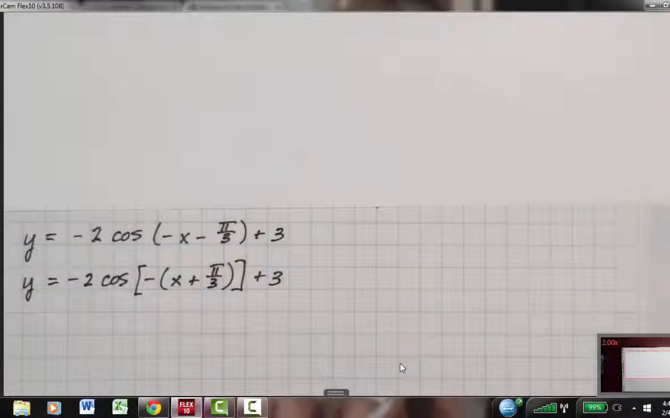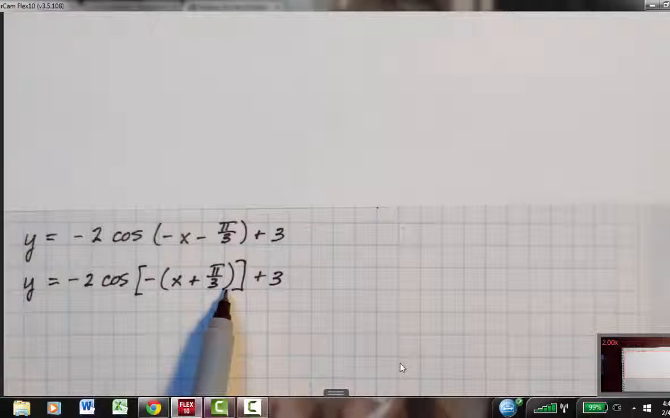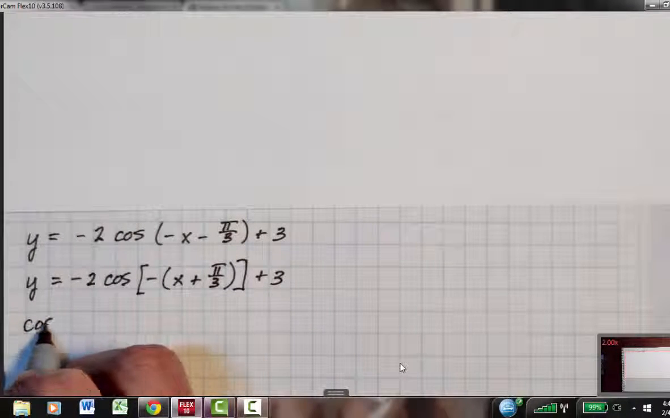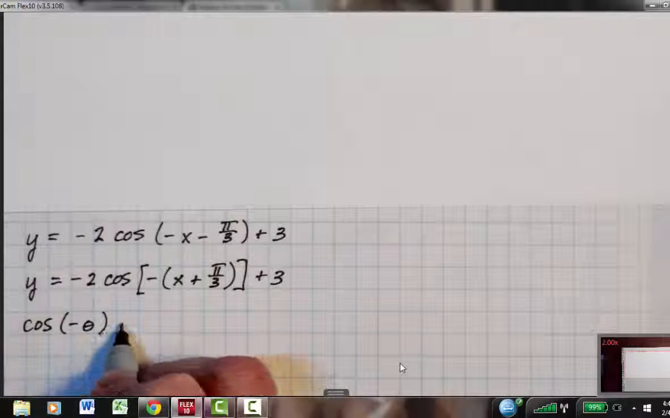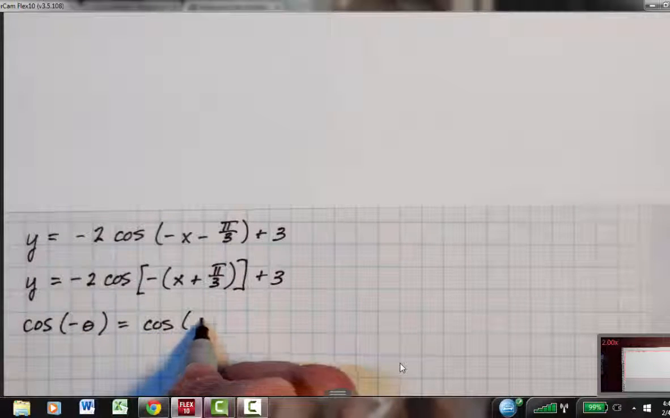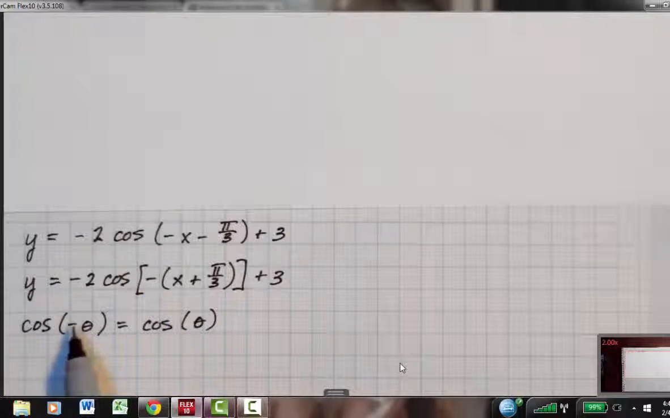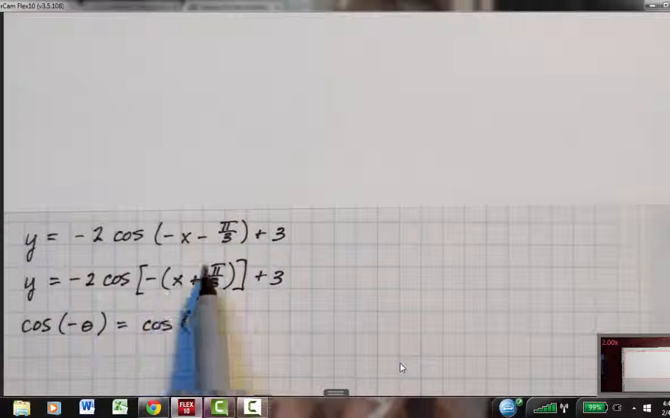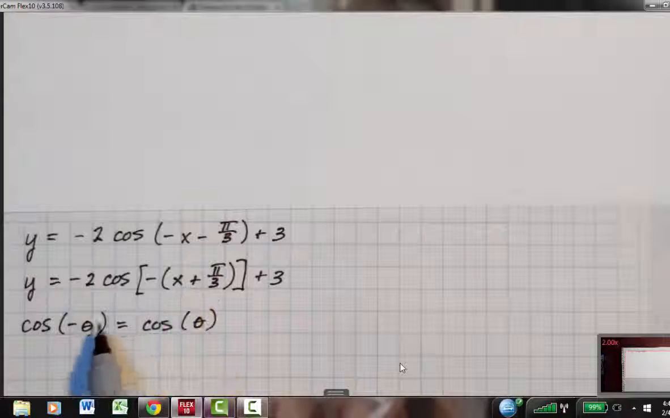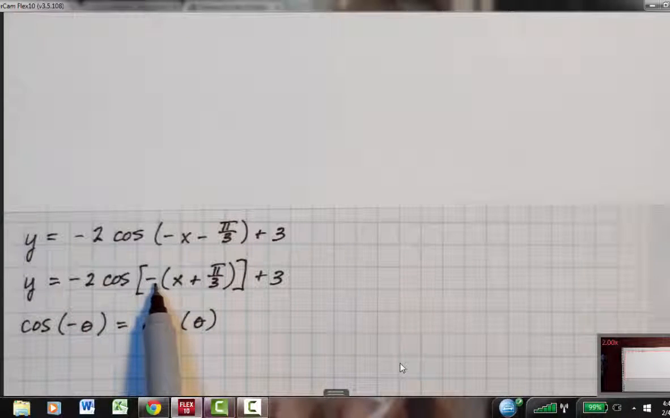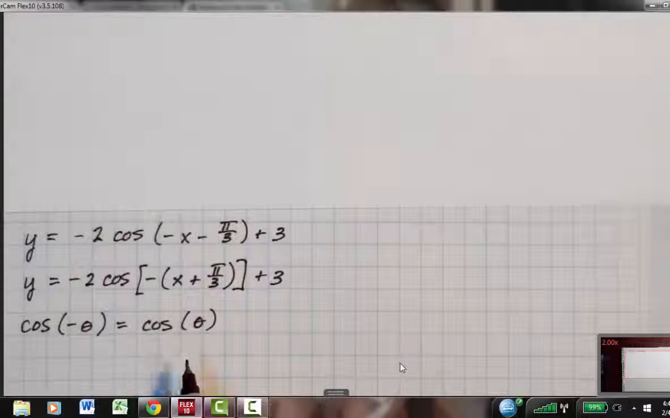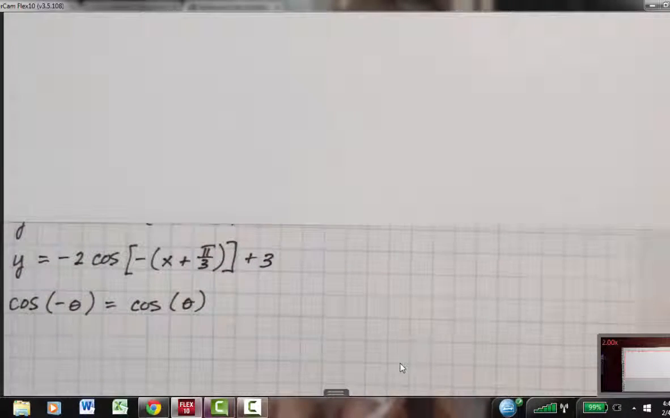Now I'm going to use my even-odd functions, which tell me that if I have the cosine of a negative theta, that is the same as the cosine of a positive theta. So this negative that I have here, I'm going to need to get rid of it. Theta is what I have in parentheses here, and it says if I just remove that negative, it becomes a positive function. So that's what I'm going to do. I'm just going to remove the negative and rewrite it.